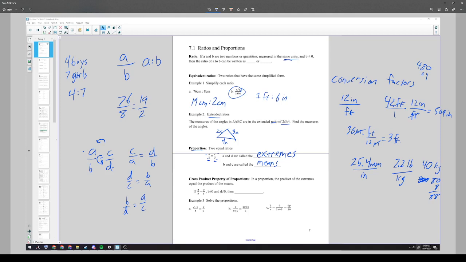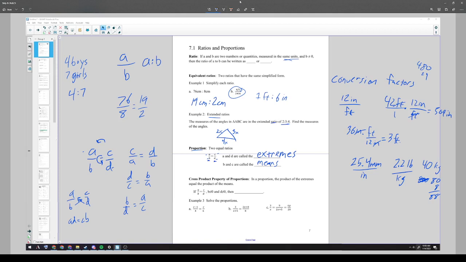Okay, cross product. You guys know about cross multiplication. So in a proportion, the product of the extremes and the product of the means are equal. So that's just talking about cross multiplying A over B equals C over D. We can cross multiply and get AD equals CB. Remember, cross multiplying is just like a little algorithm or heuristic trick. It's not really anything. It's just normal algebra, but kind of obscured by a trick.